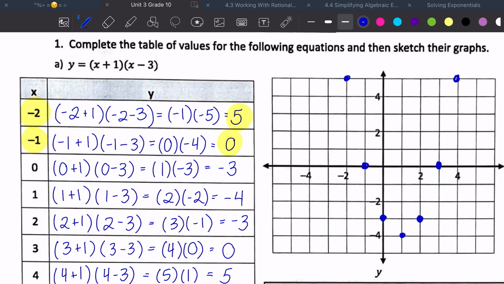There we go. Okay, and that's enough. I can connect all these points. That's my parabola. Right, which again, it's going to be wonky. It's okay. That's more than enough.